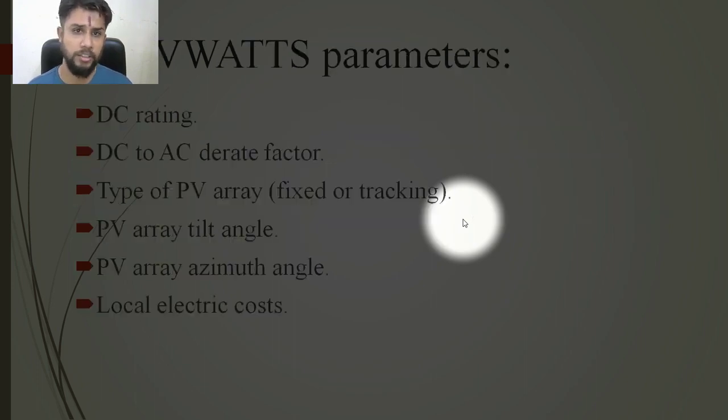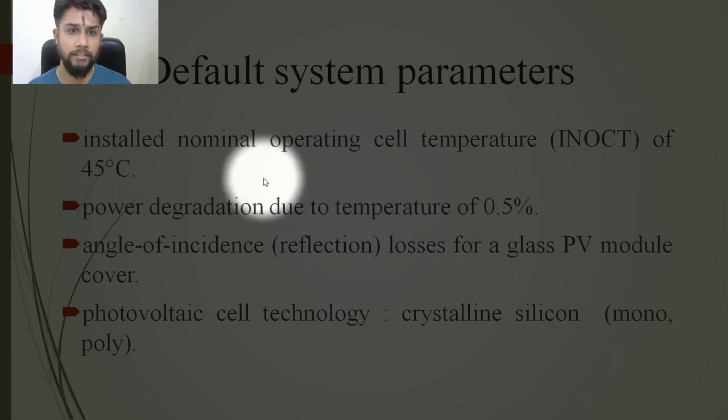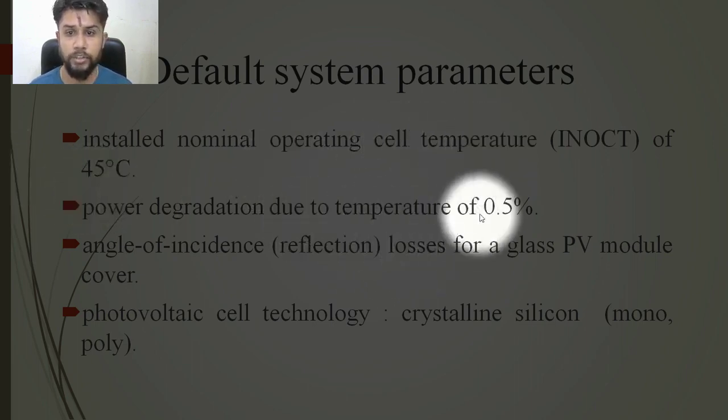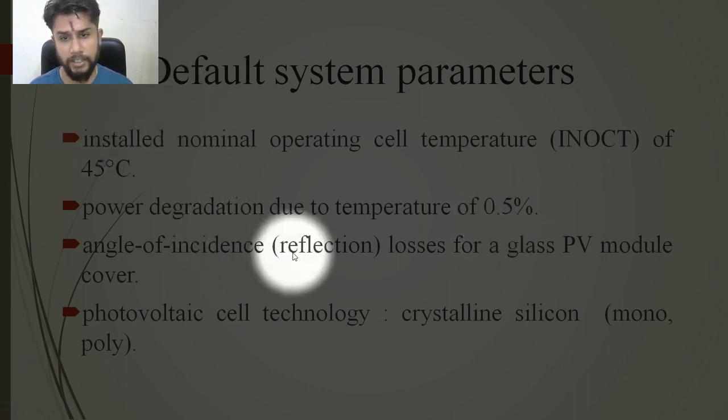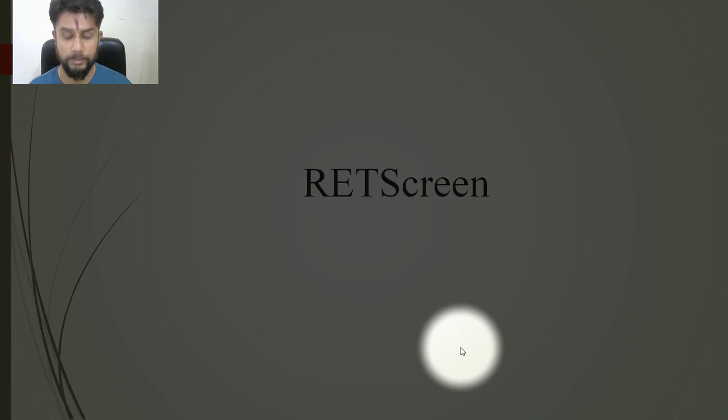With these PVWatts parameters, you can utilize DC rating, DC to AC derate factor, type of PV array, tilt angle, azimuth angle, electric loss, cost, or estimation of the amount of losses, etc. Some default parameters available in the PVWatts calculator are: nominal operating cell temperature of 45 degrees centigrade, degradation due to temperature of 0.5%, angle of incidence losses for a glass PV module cover, and PV cell technology, where crystalline silicon, mono or polycrystalline can be utilized.